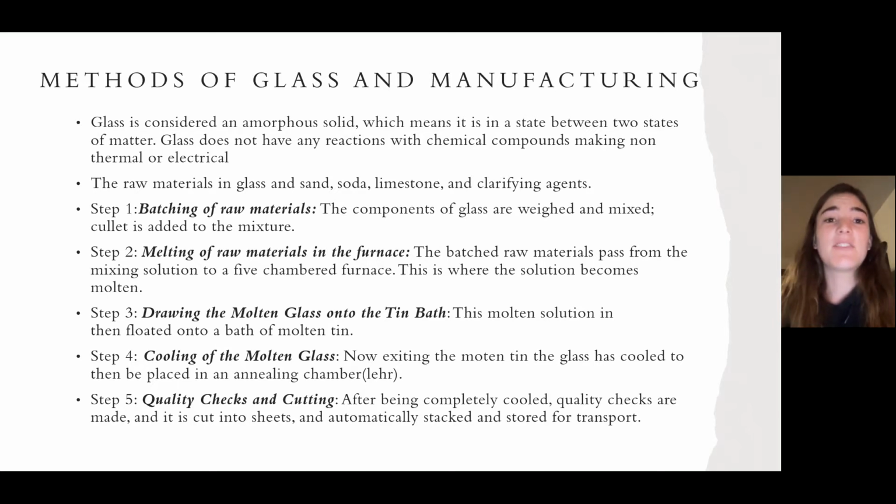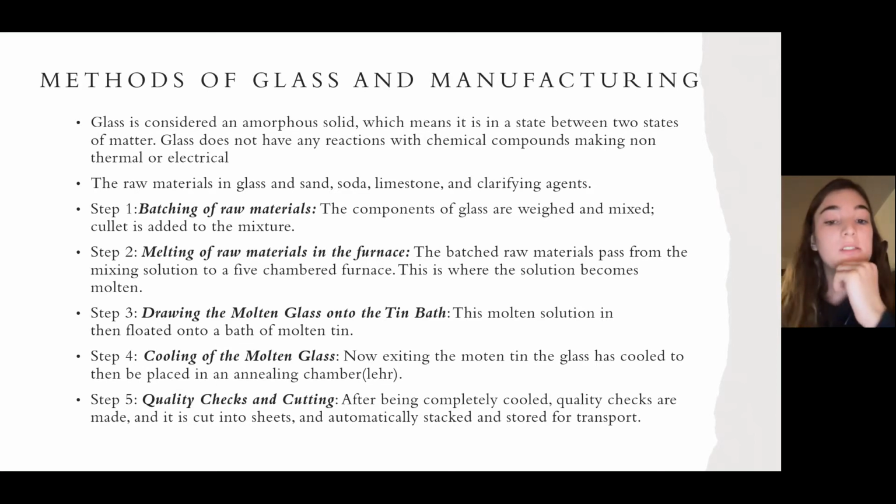The glass is highly viscous and the tin is very fluid. When the glass contacts the surface, the two materials form a perfectly flat glass, which is then the shape of the final product. Step four, cooling of the molten glass.